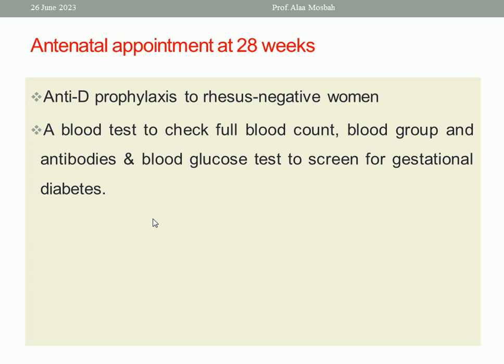Next, antenatal appointment at 28 weeks. You are going to give anti-D prophylaxis for women with Rh negative, who are married to Rh positive husband. So you are going to give her anti-D prophylaxis at 28 weeks. A blood test to check for blood count, blood group and antibodies, and the blood glucose test to screen for gestational diabetes.